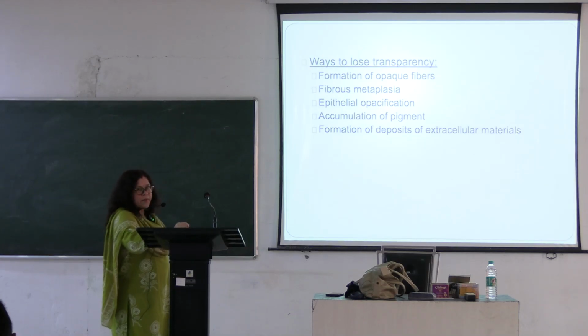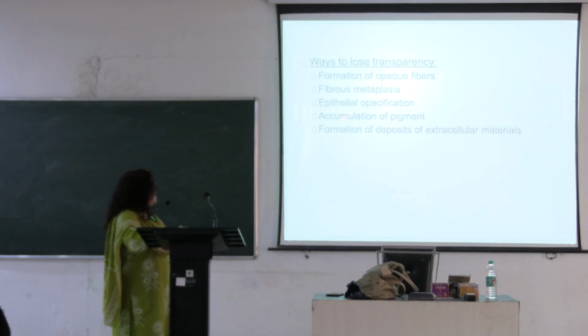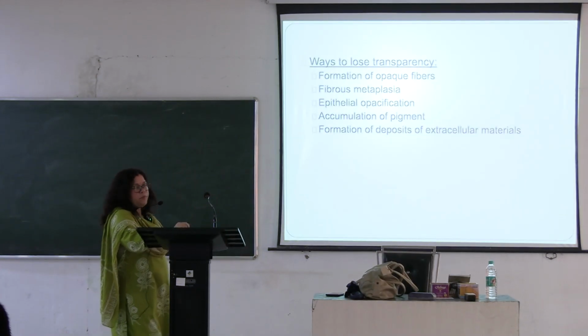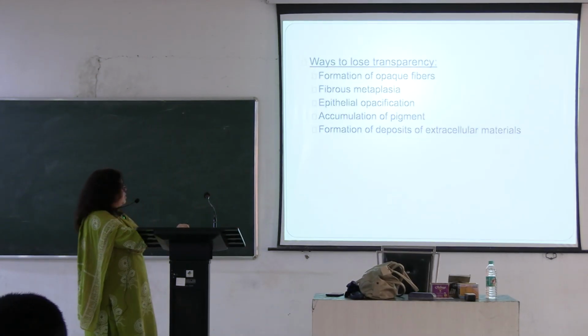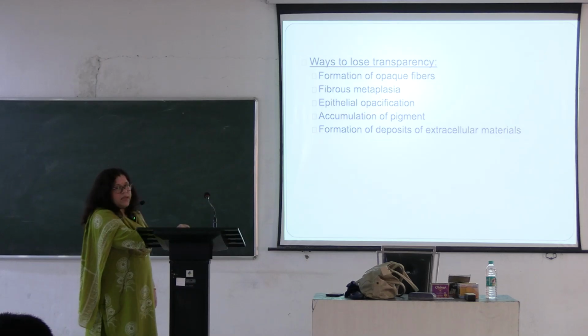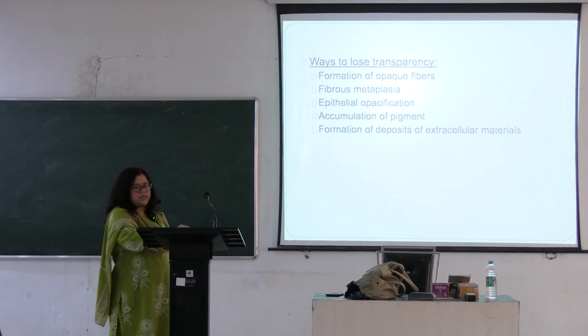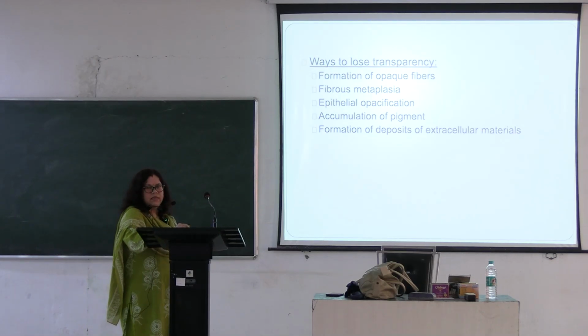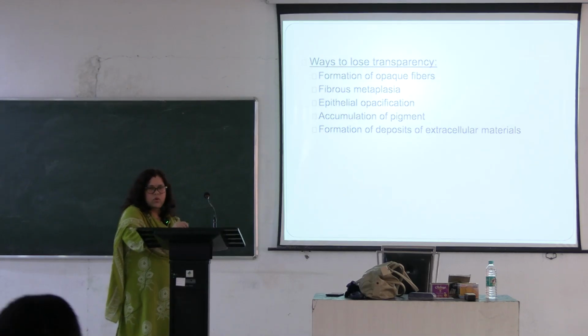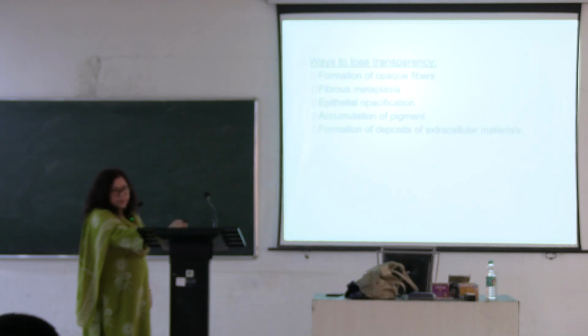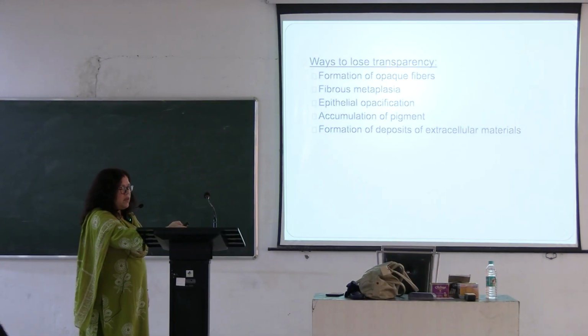Second is fibrous metaplasia, the second cause of opacity of the lens. Then epithelial opacification, if there is any injury and deposition of calcium in the capsule, causes opacification. Then accumulation of some kinds of pigments in metabolic disorders and formation of deposits of extracellular materials. These are the causes of loss of transparency of the lens, and if transparency is disturbed, vision also deteriorates.